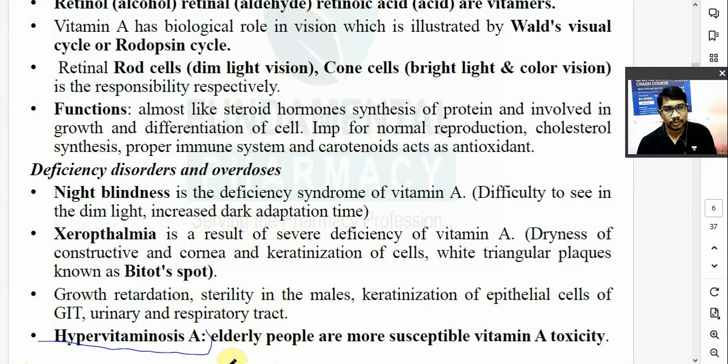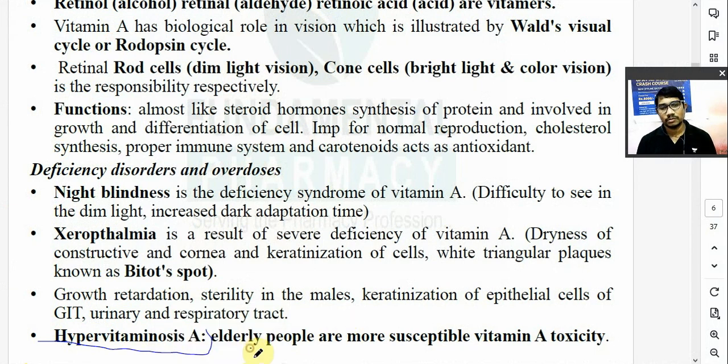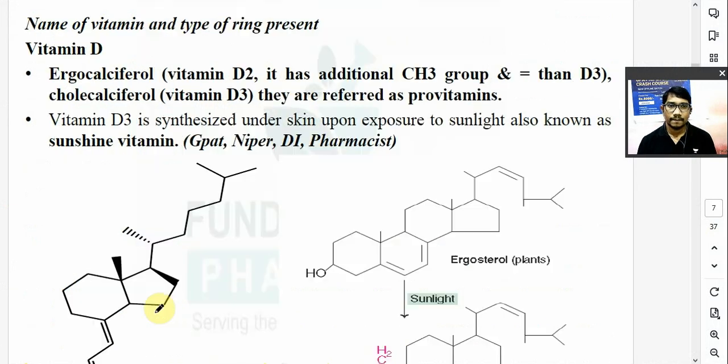Now the next one is vitamin D. Again, it is a lipid soluble vitamin. It is known as ergocalciferol and cholecalciferol. Ergocalciferol is vitamin D2.